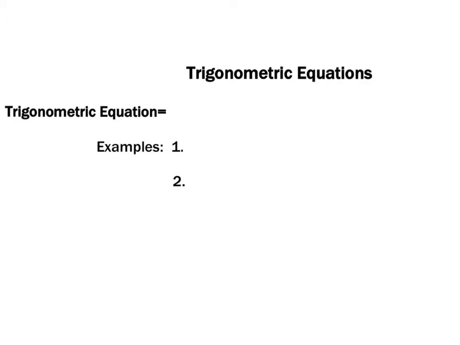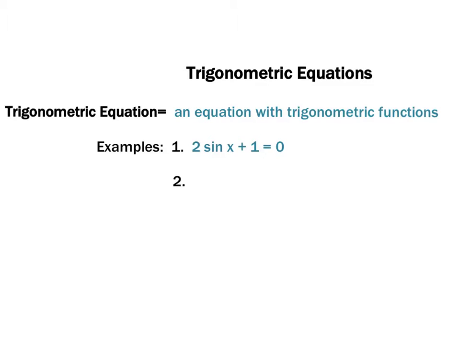Today we're going to do a brief overview of trig equations. First, what is a trigonometric equation? Well, it's simply an equation that has a trig function. So what does that look like? It could look like 2 sine x plus 1 equals 0, or you could have something like sine squared x plus 2 cosine x equals 3. Both would be examples of trig equations.